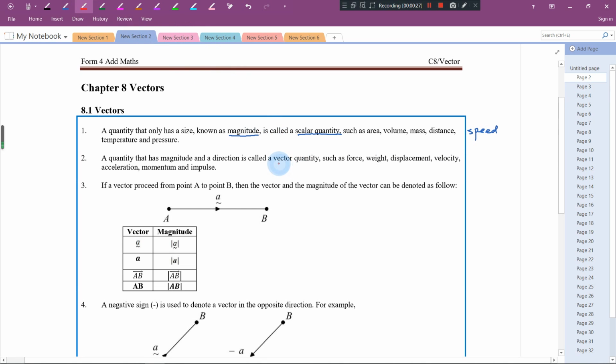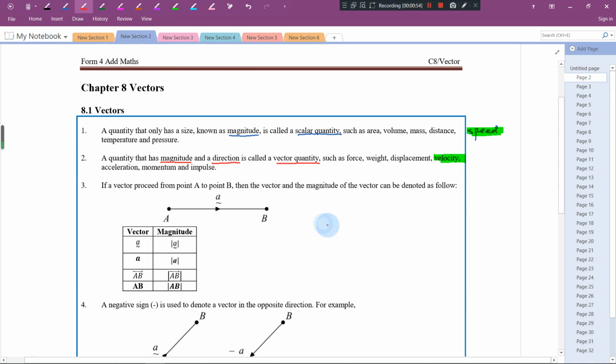For a vector quantity, it's a quantity that has magnitudes and direction. For example, force, weight, displacement, velocity, and so on. So let's look at this speed and velocity. This is scalar quantity, only consists of magnitudes. This is vector quantity, consists of magnitude and direction.